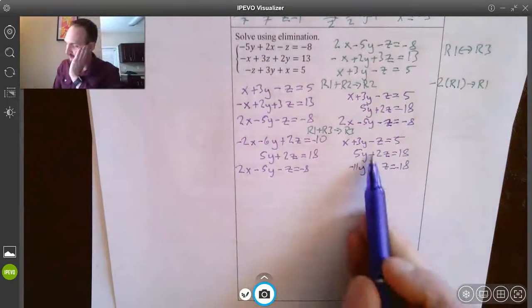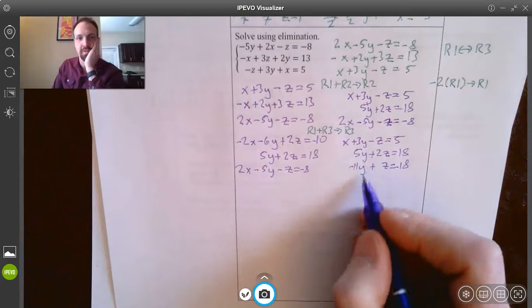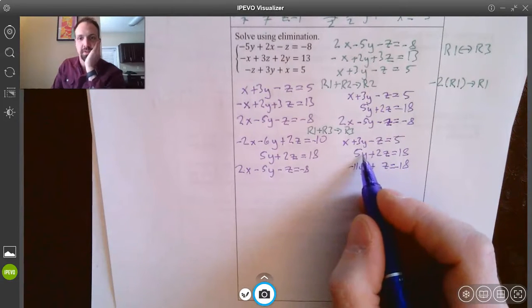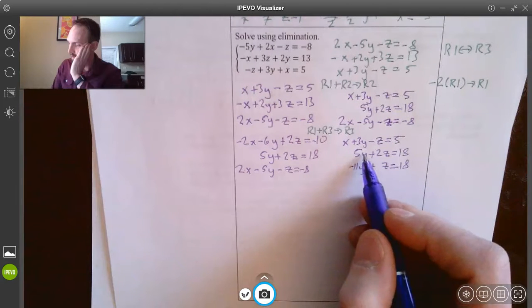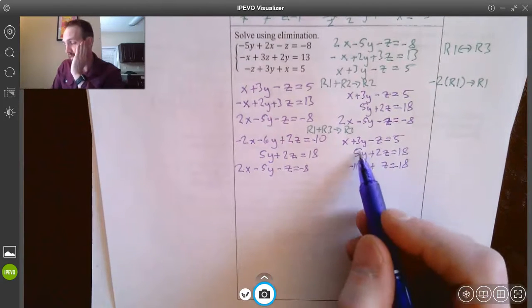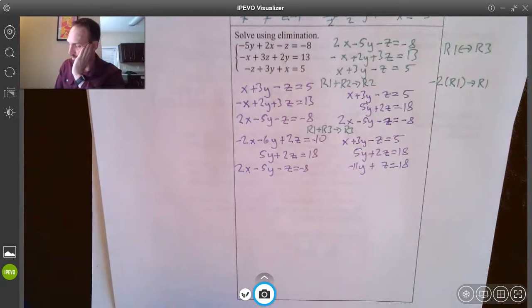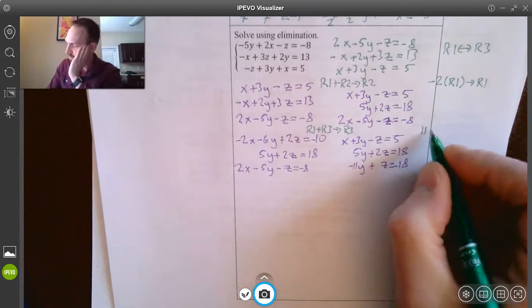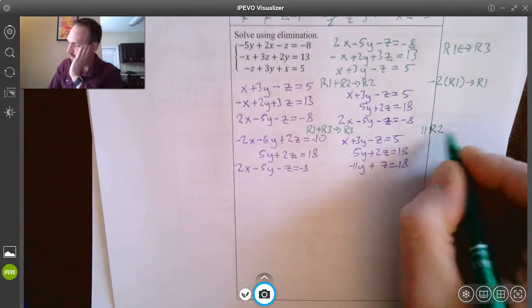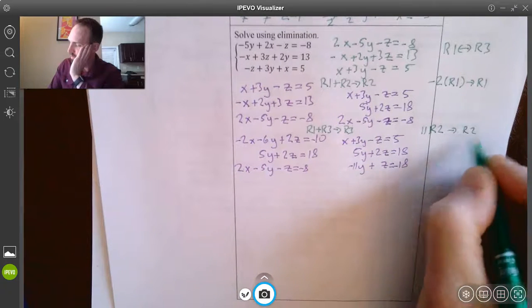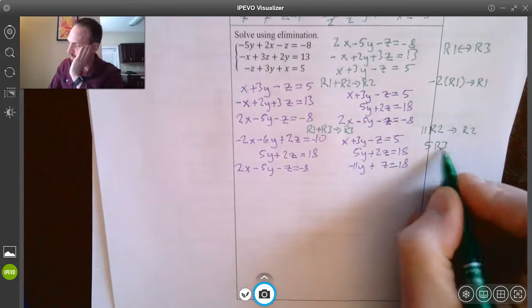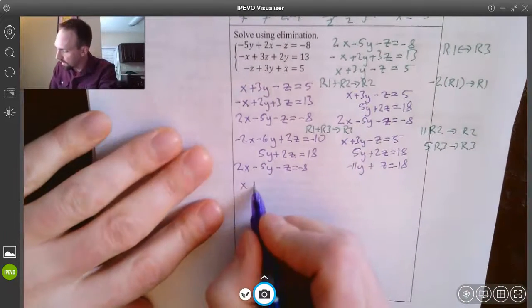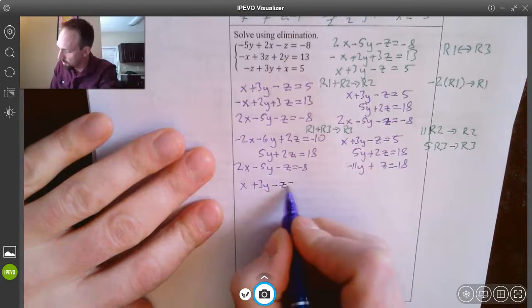All right, now I need to figure out what I'm going to do with these row 2 and row 3 so that I can get rid of the y value. So for this one, what I want to do is I want to get rid of the y value. So I'm going to need to multiply row 2 by 11. So 11 times row 2. So that'll be my new row 2. And then 5 times row 3, and that'll be my new row 3. So I need to multiply both in this case. Row 1 is going to stay the same, so I have x plus 3y minus z equals 5.